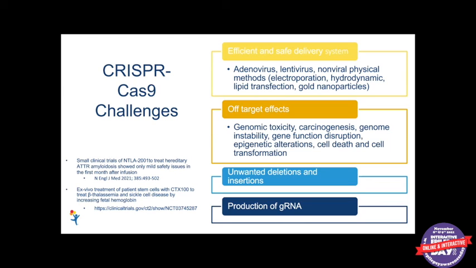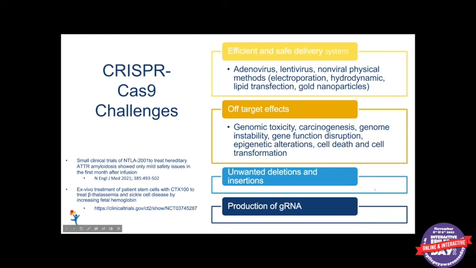So the first is that we need to identify an efficient and safe delivery system. Most of the ones that we have available are viral vectors, as we talked about, but there are some non-viral physical methods. So being able to poke holes in the cell and deliver the product through that way, using lipid molecules that contain a copy of the gene that we want. I don't exactly know what gold nanoparticles have to do with things, but that was on Melissa's slide too.